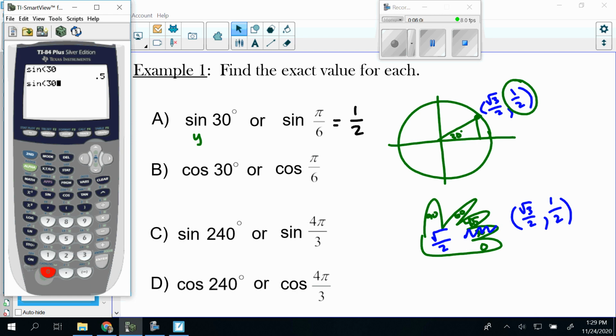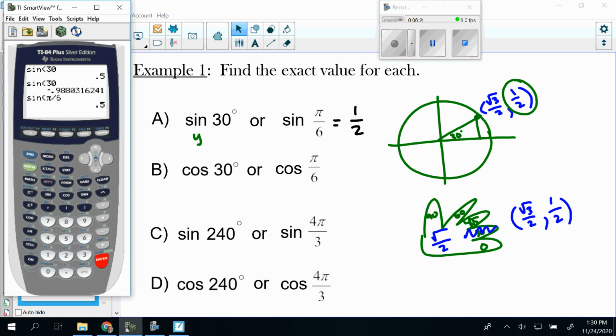Just to show you that it's in radians, now watch if I do sine 30. It's not doing sine of 30 degrees anymore, it's doing sine of 30 radians, which is something much different. But if I do sine of pi over 6, because pi over 6 is equivalent to 30 degrees, this should again give me 0.5. Okay, because it's equal to 1/2.